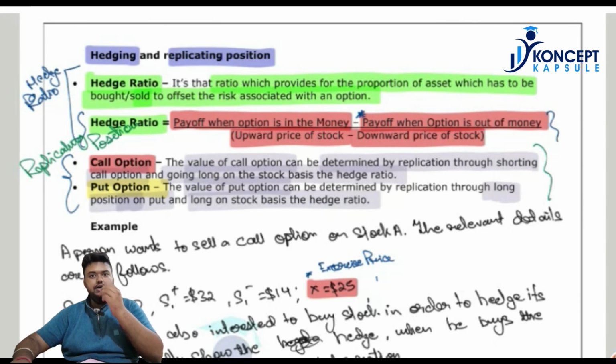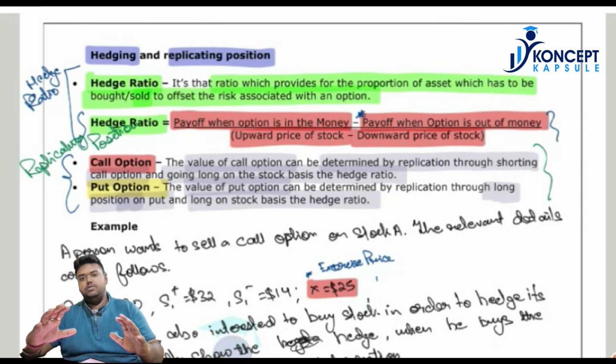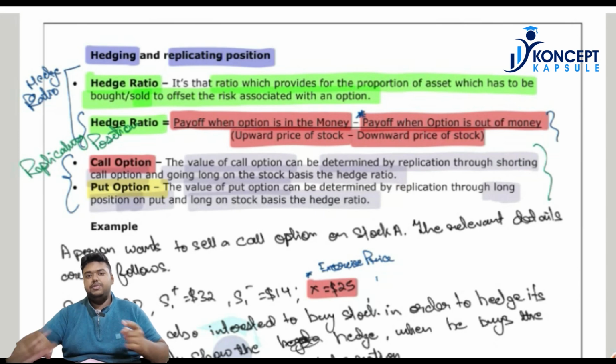Guys, with this we have completed our binomial model for option valuation, one of the important topics for Level 1, from which you can expect an exam question. Now what we will do is the remaining 2 questions which were left from the previous day.